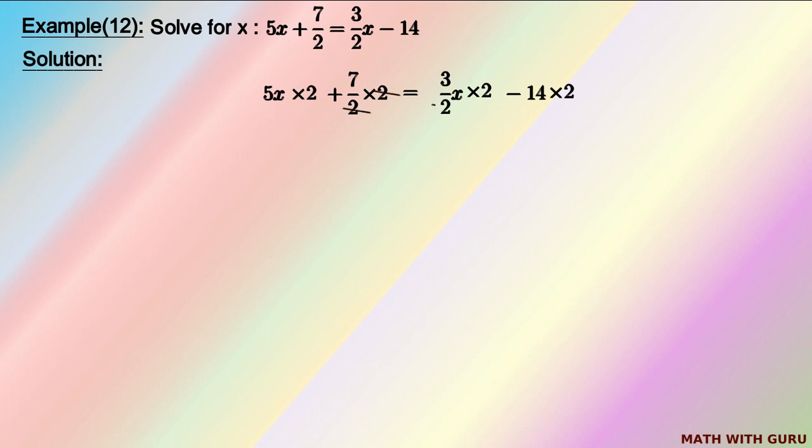2 and 2 get cancelled. Here also 2 and 2 get cancelled. 10x plus 7 equals 3x minus 28. Collect the like terms on the same sides. 10x minus 3x equals minus 7 minus 28. 7x equals minus 35. x equals minus 35 over 7. We have transposed 7 to the right hand side. 7 ones are 7, 7 fives are 35. x equals minus 5.